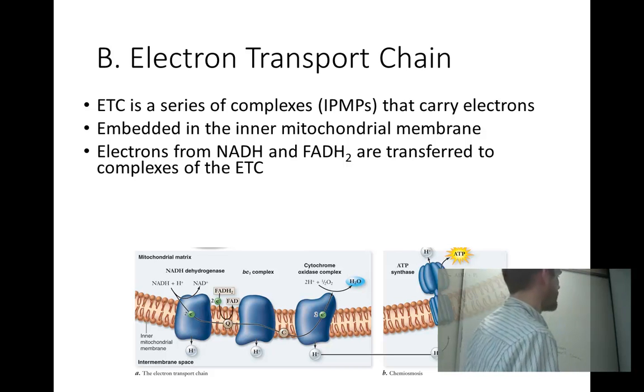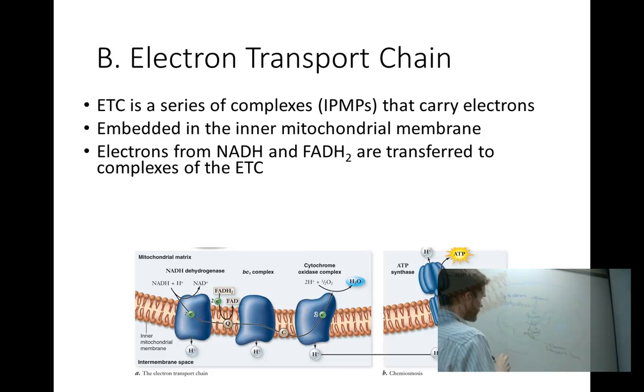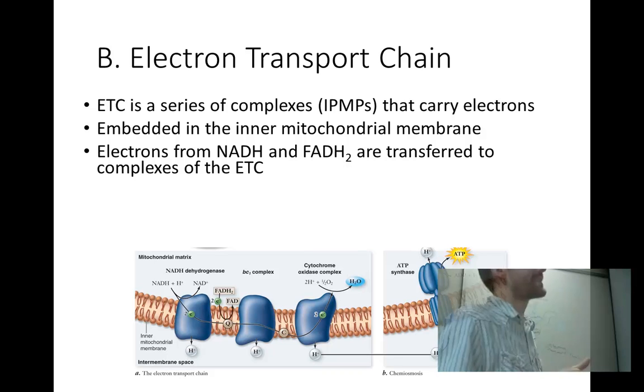and you spit the hydrogens on the inside here. And so now you have more hydrogens on the inside than you do on the outside. So which way are the hydrogens going to want to go? On the outside. Why? What's that process called?